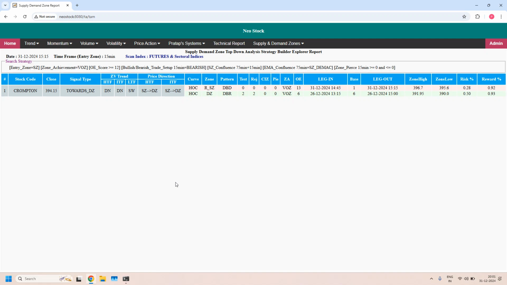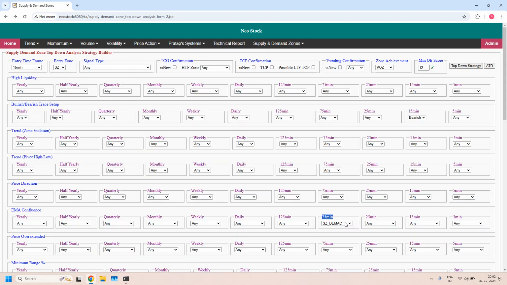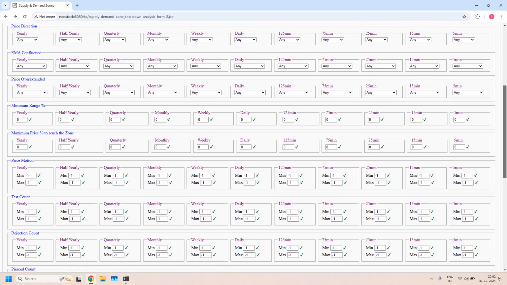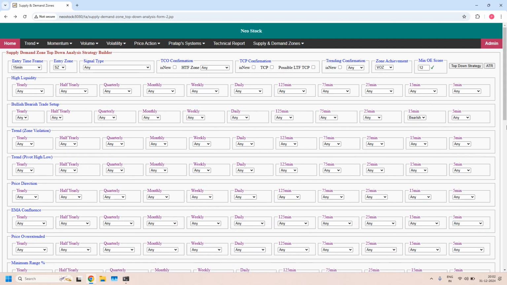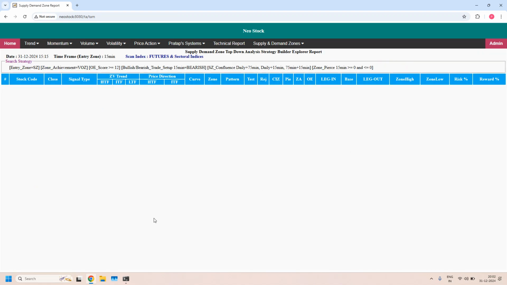Next filter is LTF, ITF and HTF supply zone confluence. I am removing EMA filter. In the supply zone confluence, we should set 3 filters. First filter is already enabled, that is 15 minutes with 75 minutes supply zone confluence. Second filter is 15 minute supply zone with daily supply zone confluence. Third filter, 75 minute supply zone with daily supply zone confluence. With all the 3 filters, LTF, ITF and HTF supply zone confluence, we did not get any stocks. Fine. So this is about bearish trade setup for daily income trade.